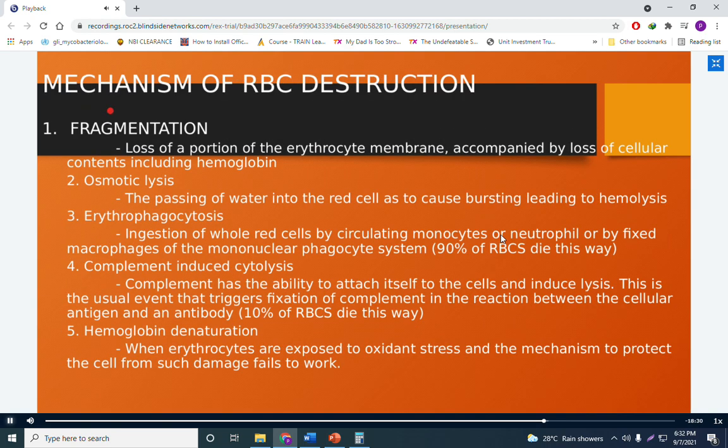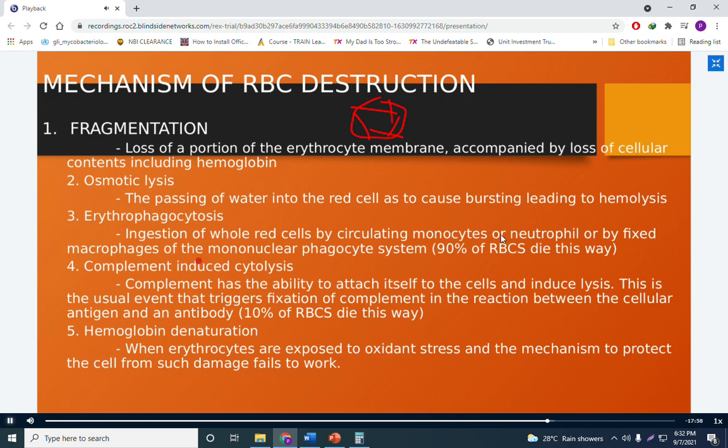Then we have your mechanisms of RBC destruction class. We have your fragmentation. So imagine class an RBC loses a portion. So, wasak-watak sila. Yun ang mangyayari. Then we have your osmotic lysis, the passing of water into the RBC leading to your bursting. Then there's also erythrophagocytosis. Phagocytosis kasi, di ba, self-eating yan, cell-eating. So in this case, your RBC are ingested by phagocytosis.